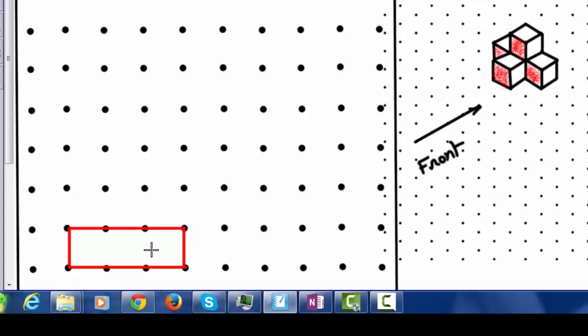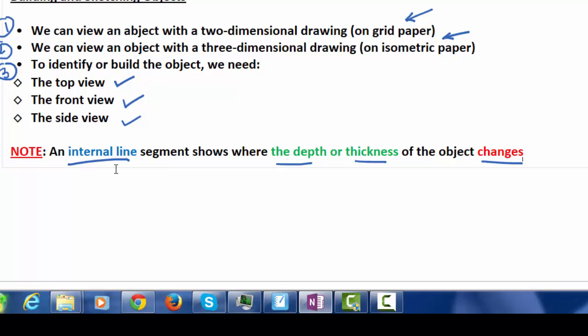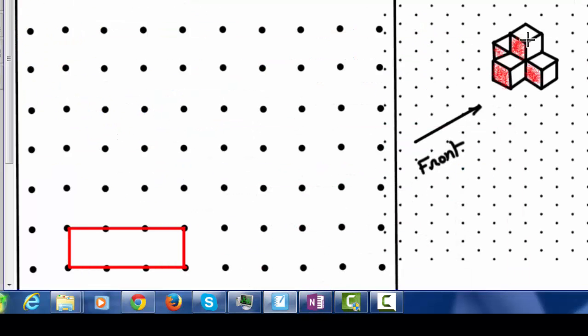Now, there is something here that we need to understand. If we read the note, it's saying an internal line segment shows the depth or the thickness of the object change. Really? The first face in the left side is in a different depth from the second one. That's why I don't have a choice. I have to add a red line. From the second to the third, they are in different depth, different level. So I don't have a choice. I have to add a line.